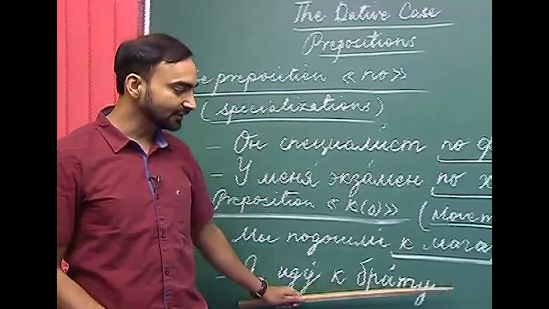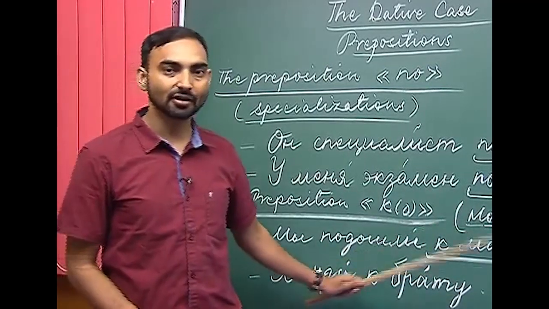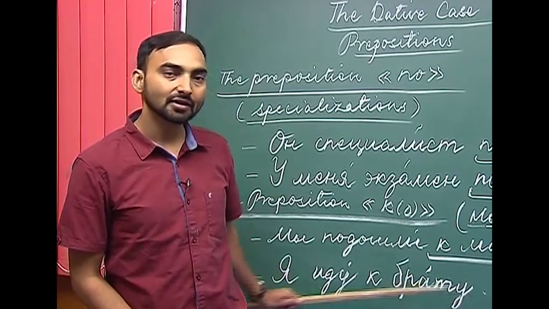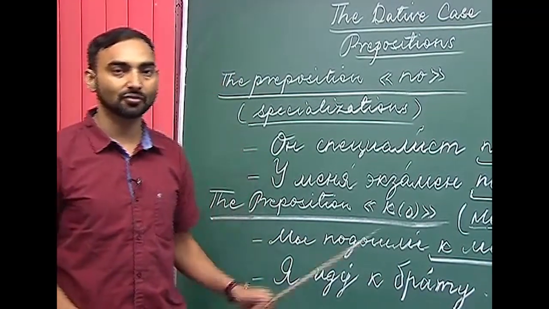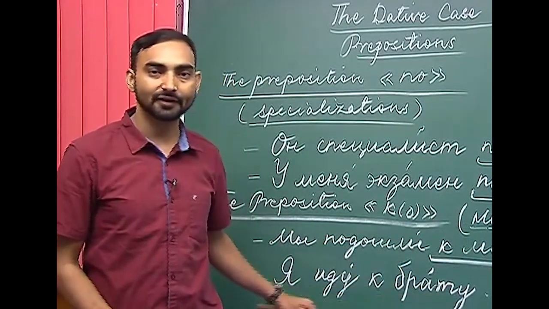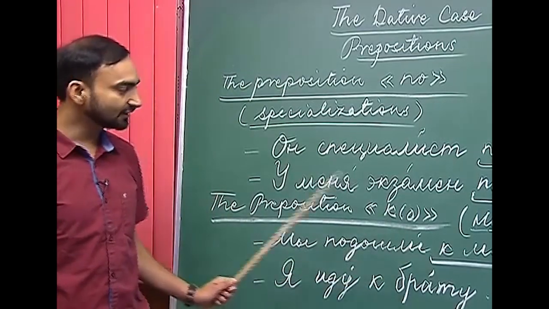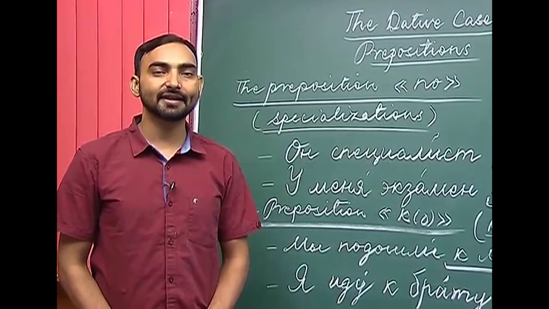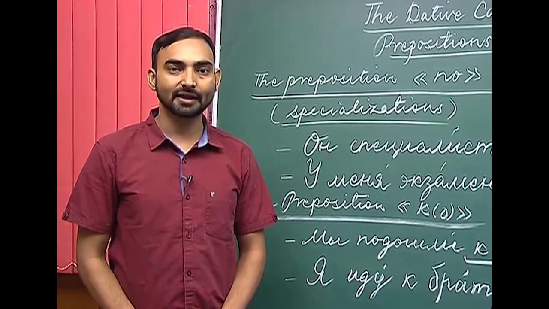Here k bratu does not mean that you are going to the brother. It always conveys the meaning that you are going to your brother's place. If we use k sistre, k padruge, k drugu, they will also mean the same thing: your sister's house, your friend's place, and so on. This is how we use the preposition ke, which means movement towards something or someone. Let us move on to the next preposition that takes the dative case of nouns, which is blagadarya.